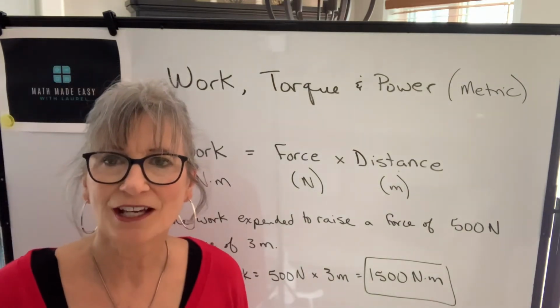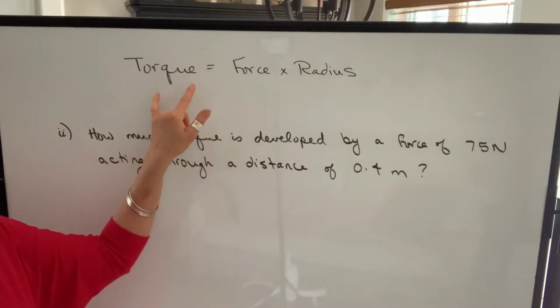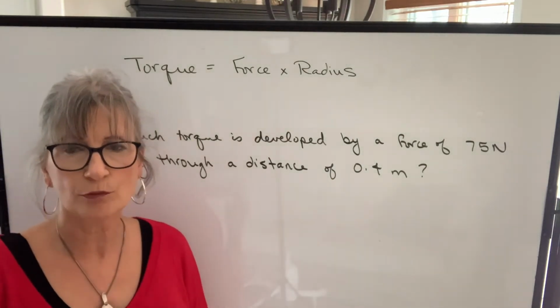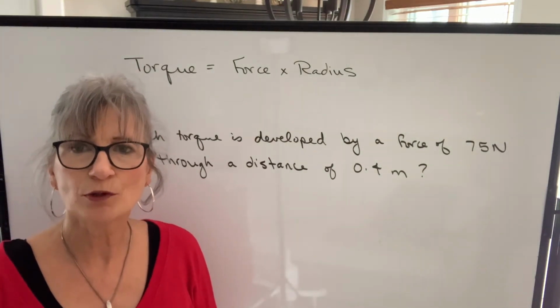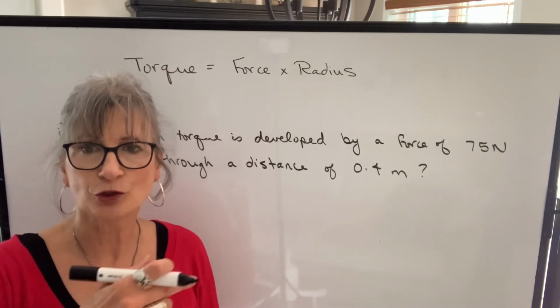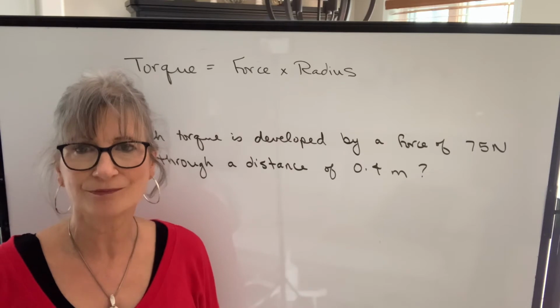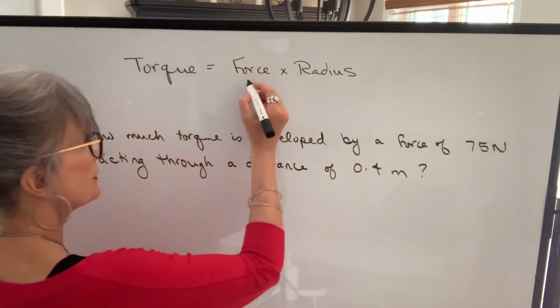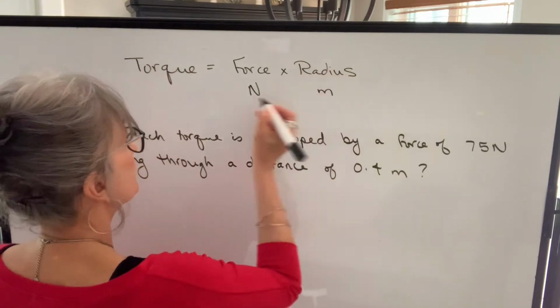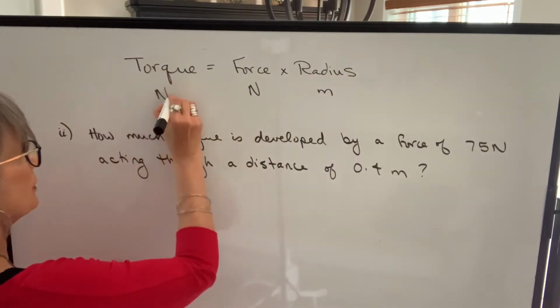Now let's take a look at torque. Torque is the same as work, except that it's work in a twisting or circular motion. So when we're talking about distance with torque, we're referring to the radius of the circle formed by that twisting motion. So our force is still measured in newtons. The radius is still measured in meters. So the torque unit is Newton meters.